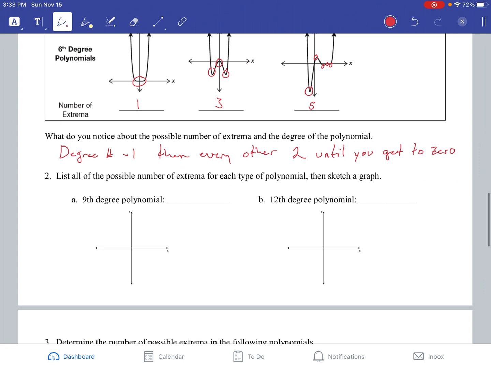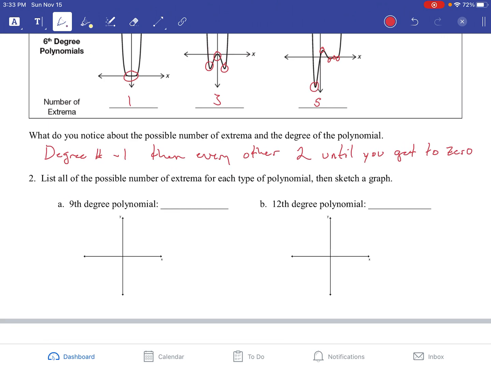Let's show you what the pattern looks like theoretically. Take a 9th degree polynomial. If we take 9 minus 1, we get 8, and it's every other number going down. So it's going to be 8, 6, 4, 2, and 0. That's how many extrema you could possibly have in a 9th degree polynomial.